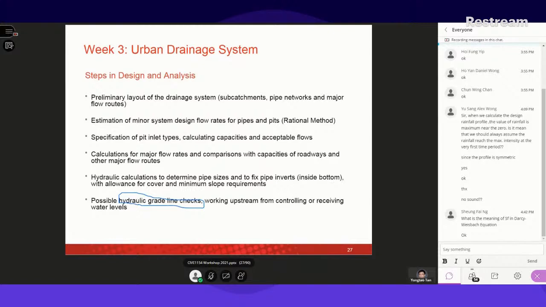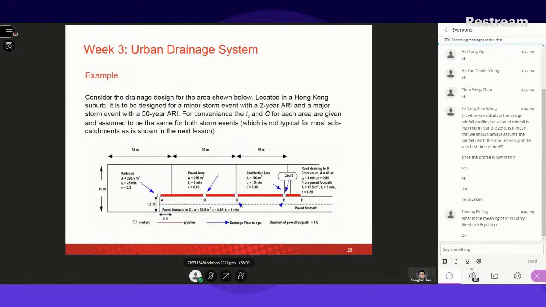So there are some requirements for the pipe drains design. So here is one example.